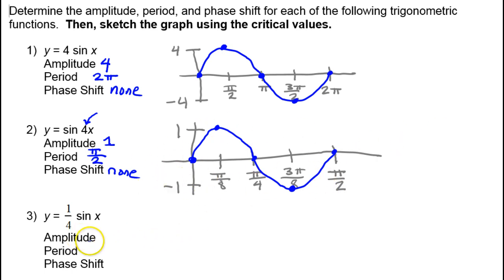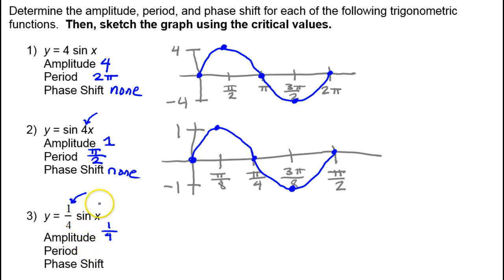Let's go ahead and look at number 3. The amplitude is going to be derived from this number right here in the front. The amplitude is 1/4. The amplitude is always positive, keep that in mind.